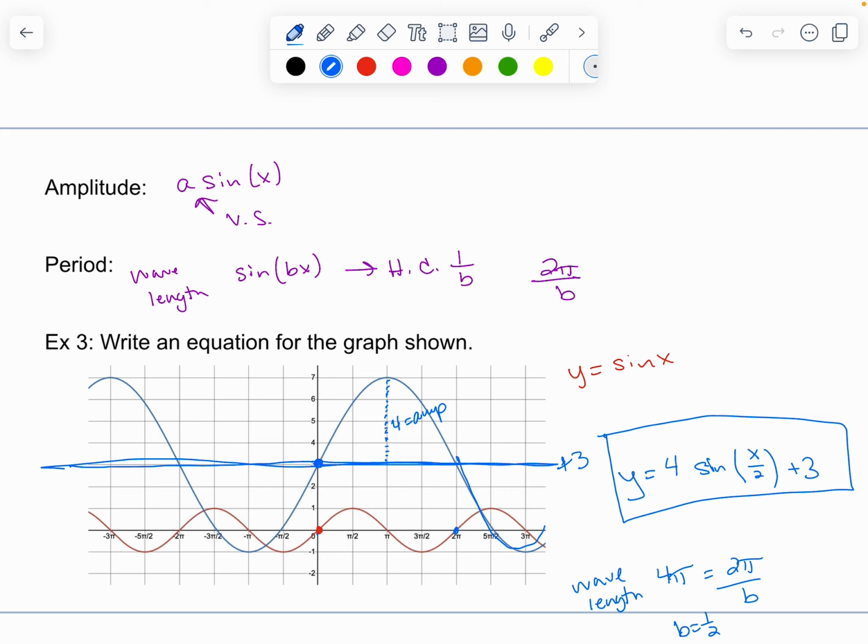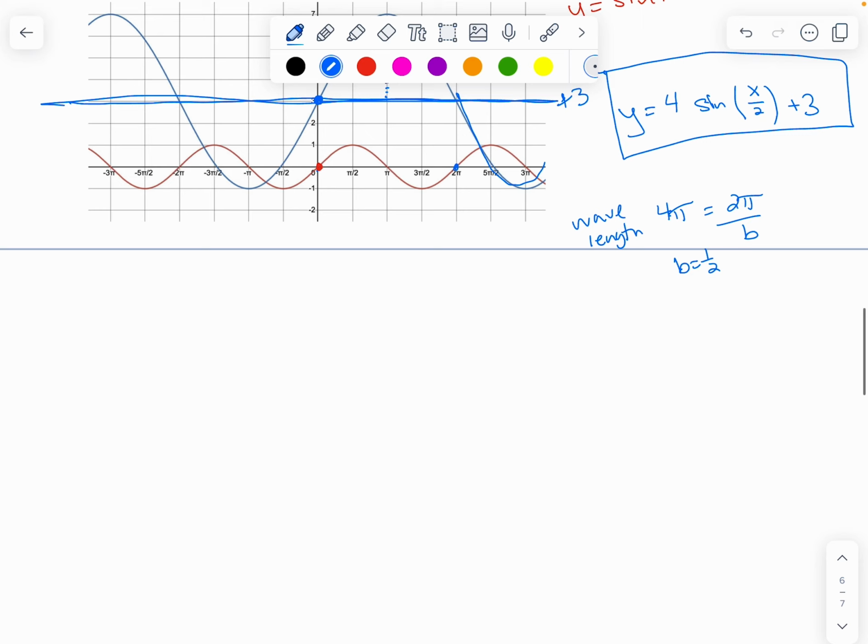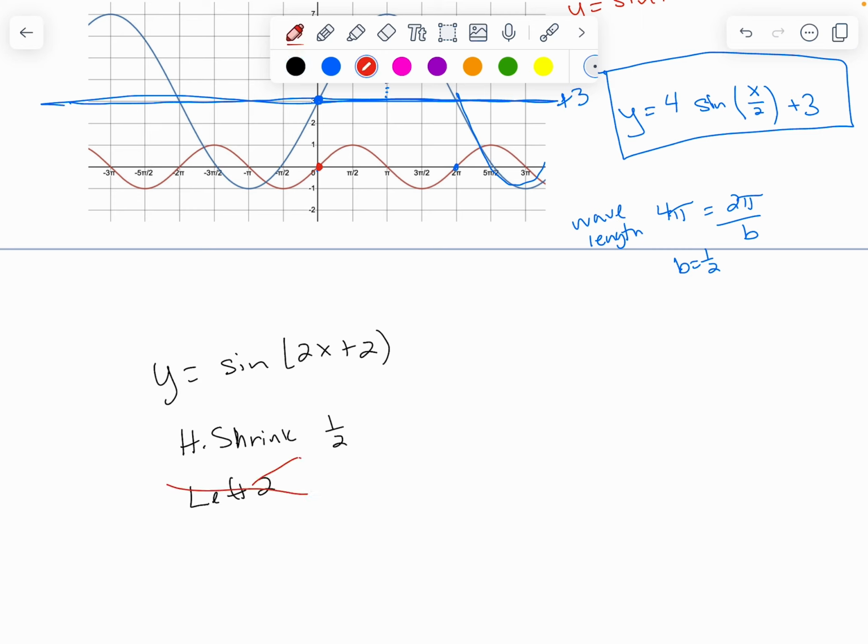The one thing I do want to talk to you guys about that's additional is your left-right. Don't forget, if you have y equals sine of 2x plus 2, what ends up happening is a lot of people will say that they have a horizontal shrink, in this case, of a half, or a compression, however you want to look at it. And then they would say left 2. Now I'm going to tell you right now, that is wrong. It is not left 2.